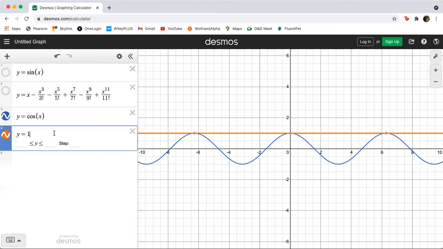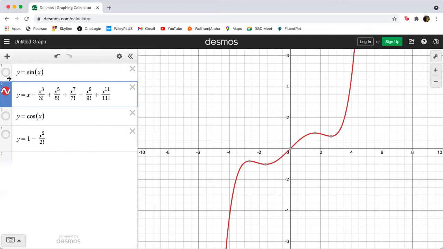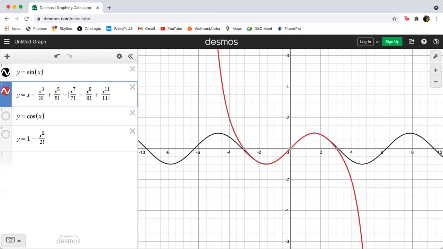The next term will be the derivative of x cubed over 3 factorial. So the derivative of x cubed is 3x squared, and then 3 will cancel out with the 3 from the 3 factorial and give us minus x squared over 2 factorial. And we start to build a polynomial that's trying to look like cosine. Then I'll have a minus x to the 5th. And a plus x to the 7th. Minus, plus, minus, plus, minus. Yeah, there, that's better.